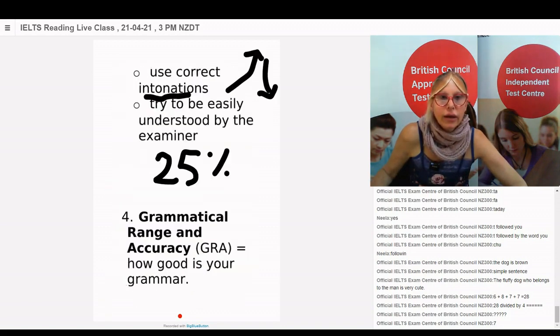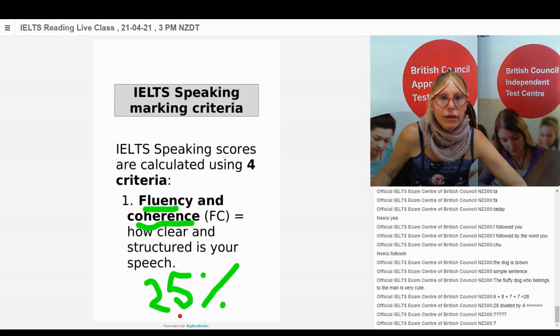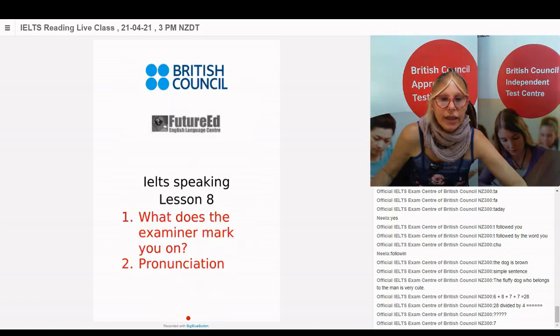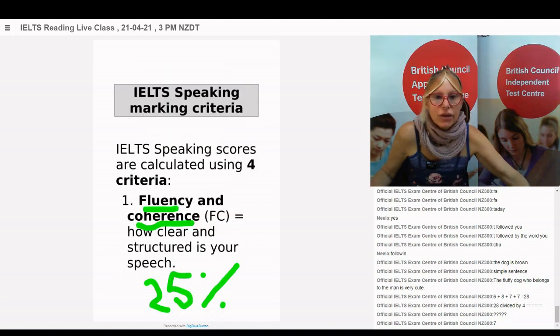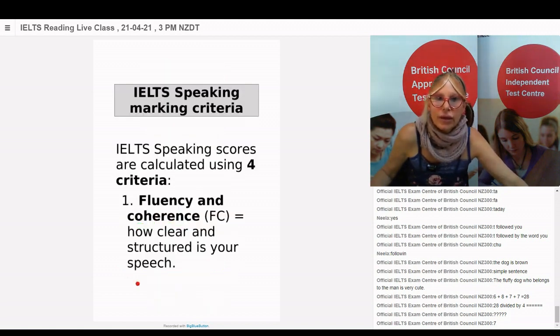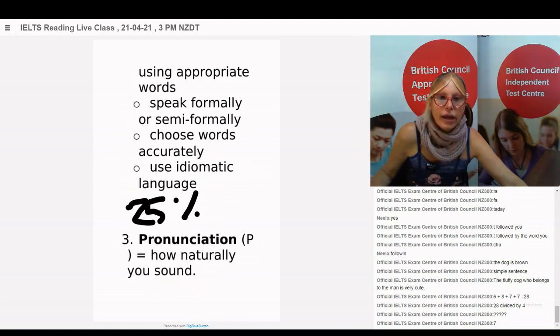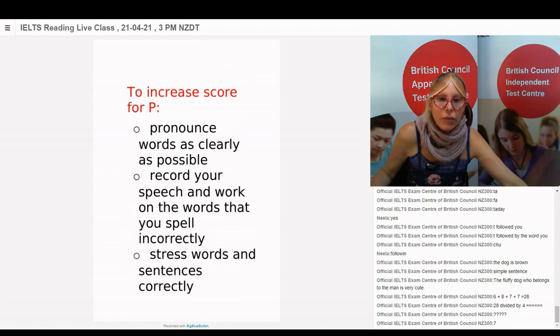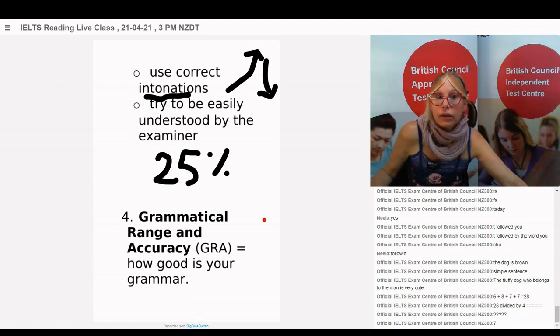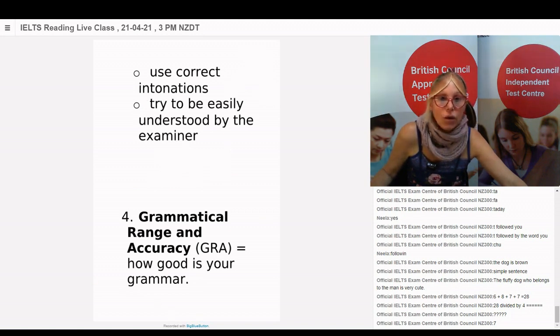Okay, so I'm not sure if you missed the beginning of the lesson, but I'll just show you quickly again. We've got fluency and coherence, which is 25%. Then we've got lexical resource, which is vocabulary. Then we've got pronunciation, and then we've got grammatical range and accuracy. So all of these put together would make up 100%.